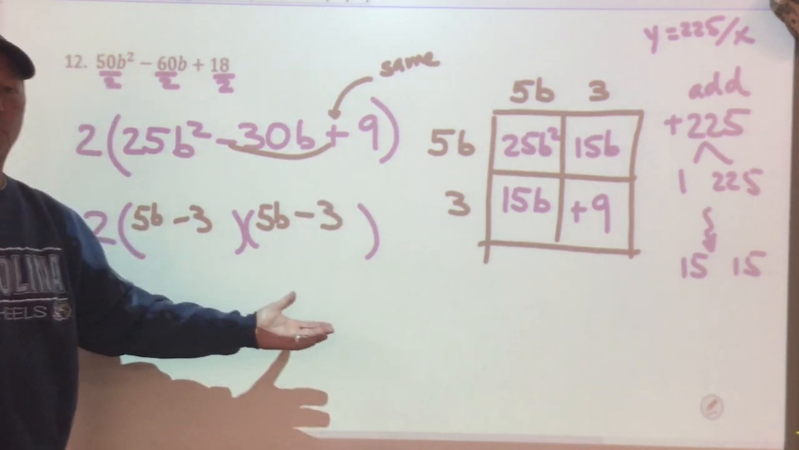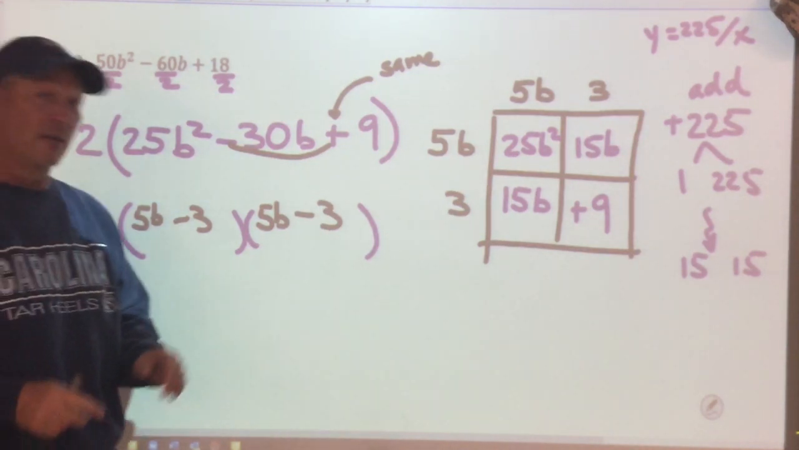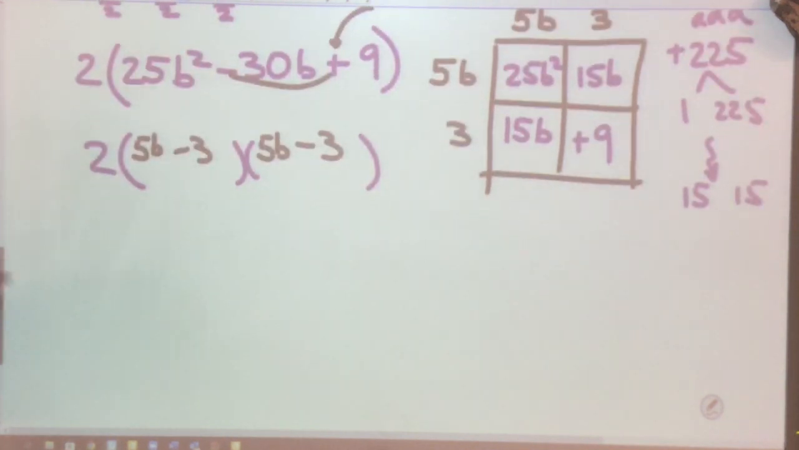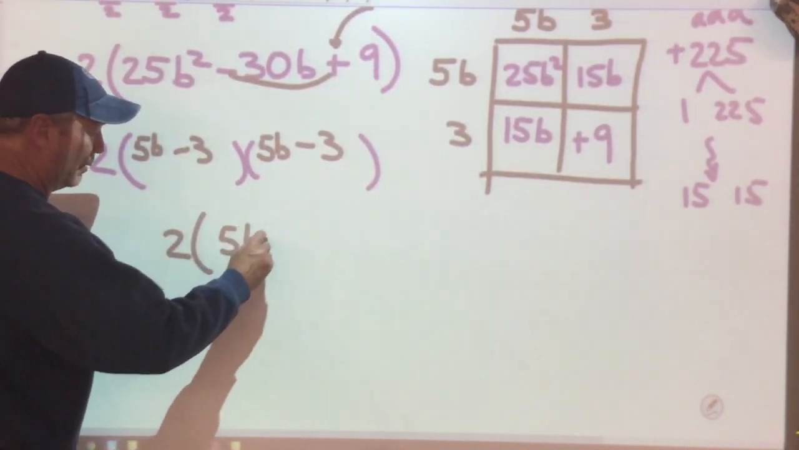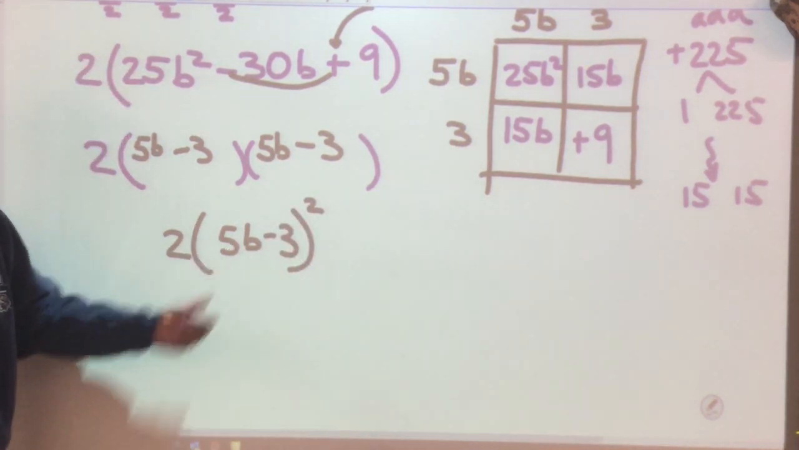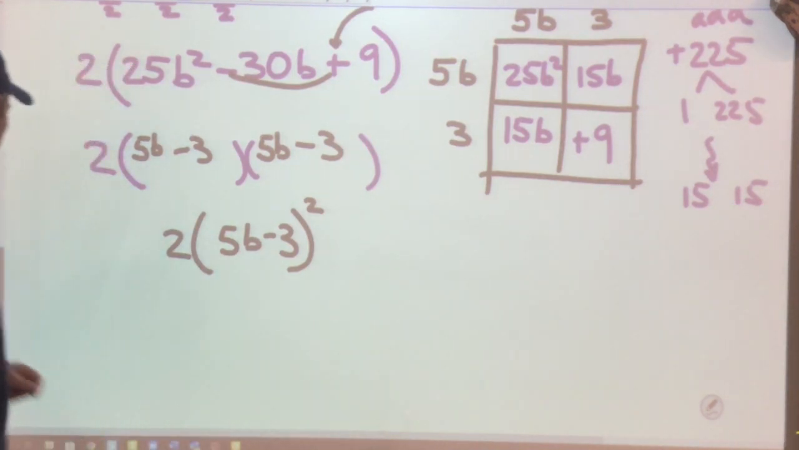You can be done if you want to. Or the preferred way, if you're a professional and not an amateur, we would like for you to write it as this. 5b minus 3 quantity squared. That would be the preferred answer. Okay? All right, let's try another one.